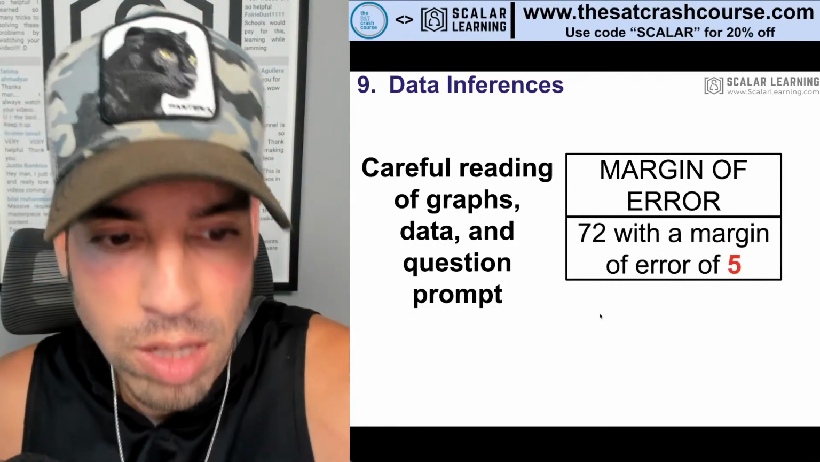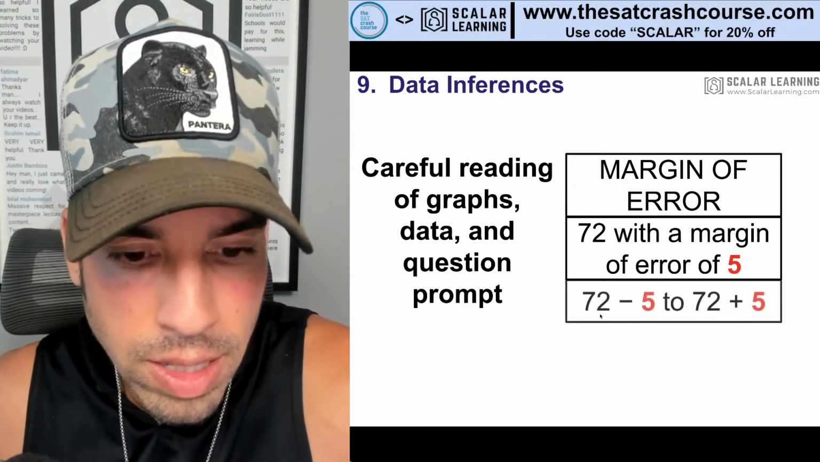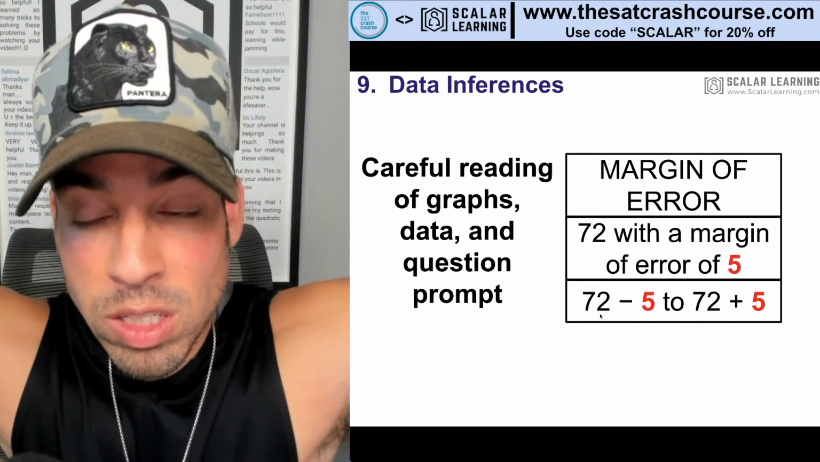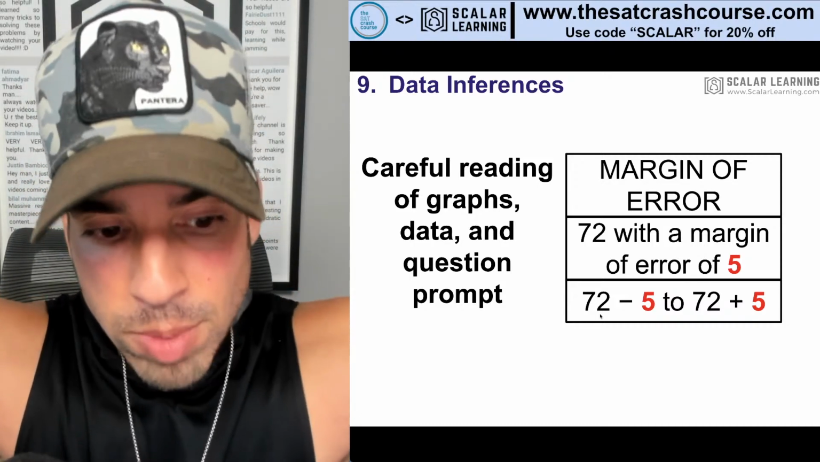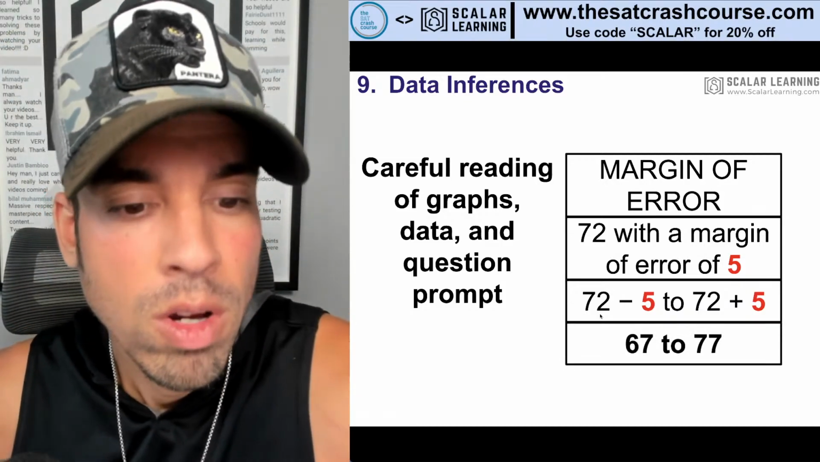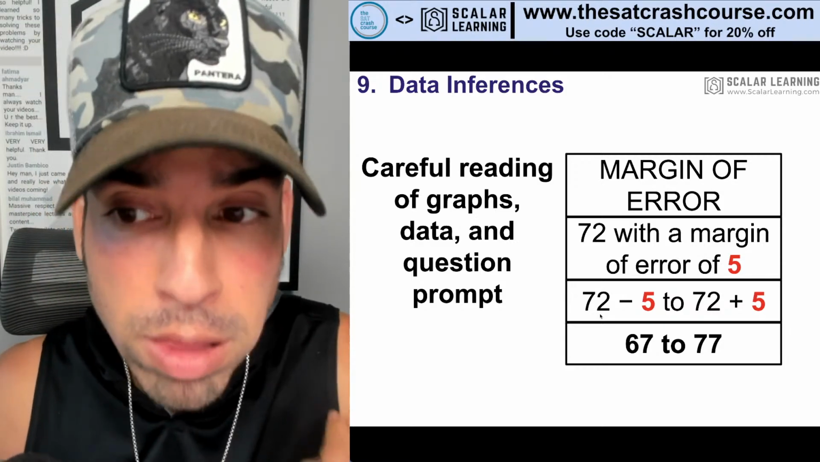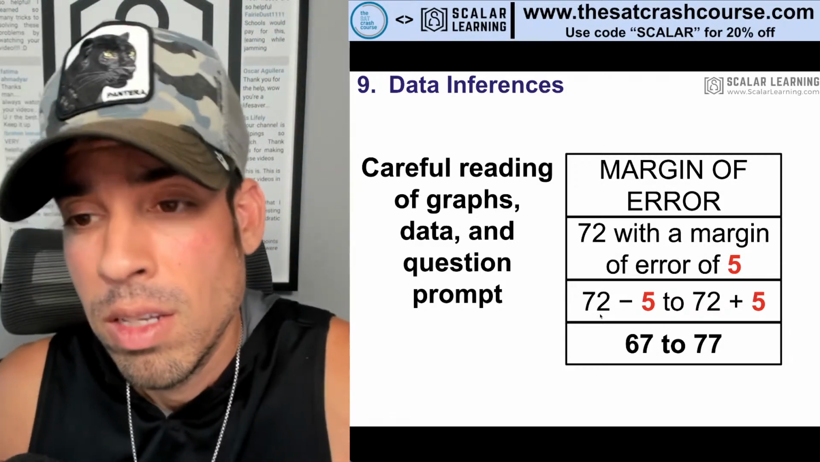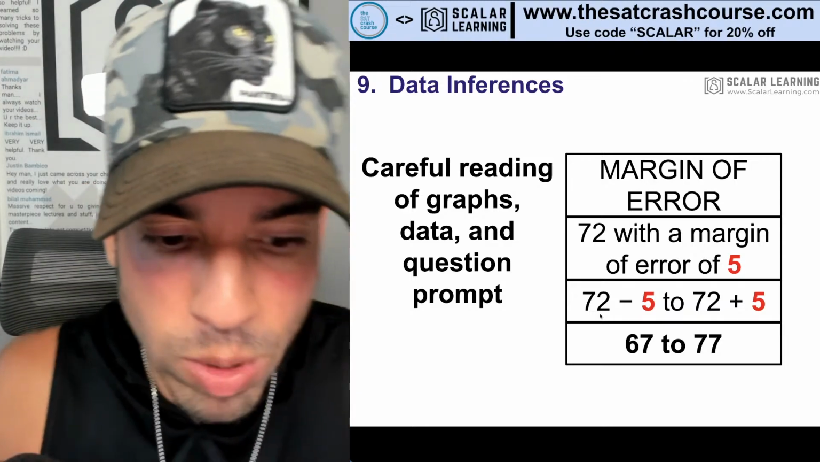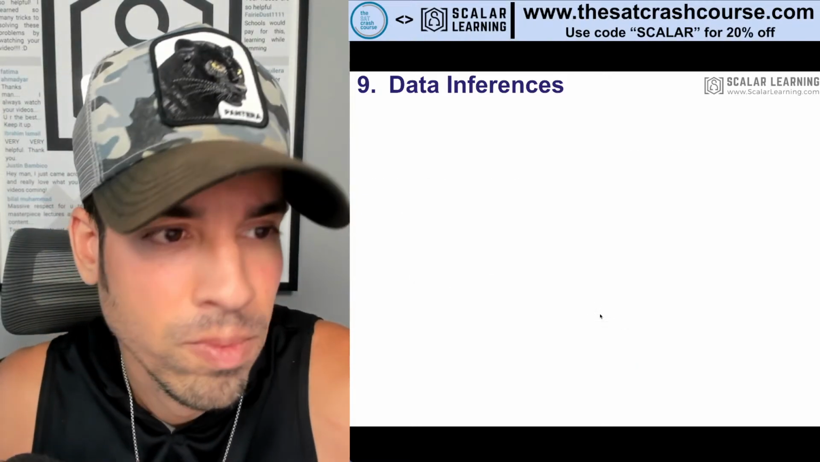Let's give an example. Let's say we say 72 with a margin of error of 5. Well, what does that mean? That means the range of possible values that are going to be probable is going to be 72 minus 5 and 72 plus 5, which means now the margin of error tells us we can be anywhere from 67 to 77 for a plausible value. Doesn't mean the value of whatever we're talking about, whether it's a mean value or whatnot, has to be between 67 and 77, but it's highly probable that that is the case.